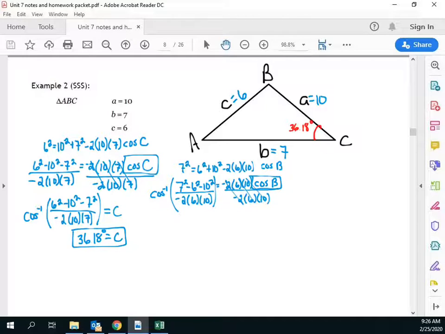Johnny, I assume you already got it done. So 7 squared minus 6 squared minus 10 squared over negative 2, 6, 10. For the most part, guys, it always looks like the same type of equation, just different numbers. Here we go. C is done. B is now done.